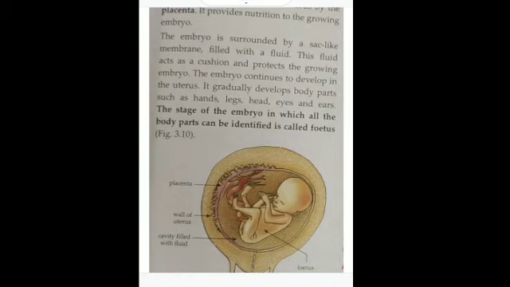The muscles of the uterus, which is a bag-like and muscular structure, contract to push the baby out from the womb, and the mother gives birth to the baby. That is how the baby is born. This is how the process of reproduction takes place in humans.